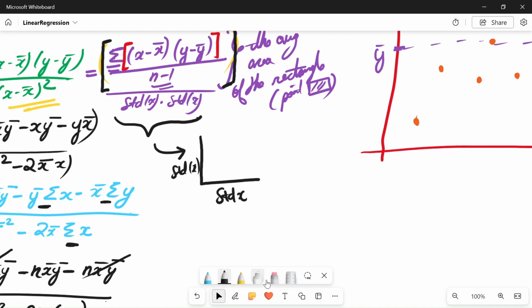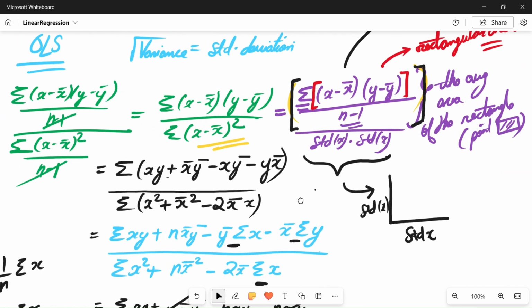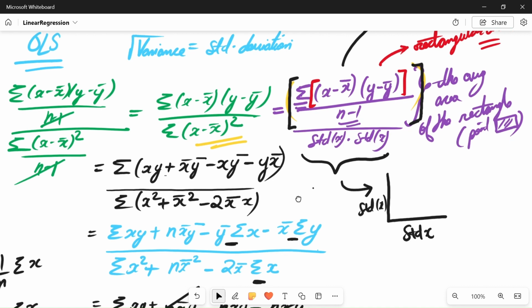Because see, numerator can also be interpreted as some area, right? Because here also we are doing x minus x bar squared. So I am assuming it to be a rectangular area. I'm sorry, I'm assuming it to be the area of a square, right?